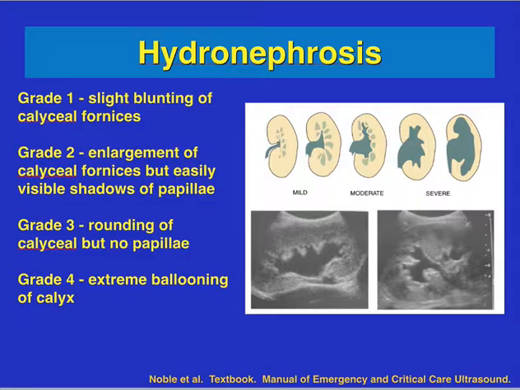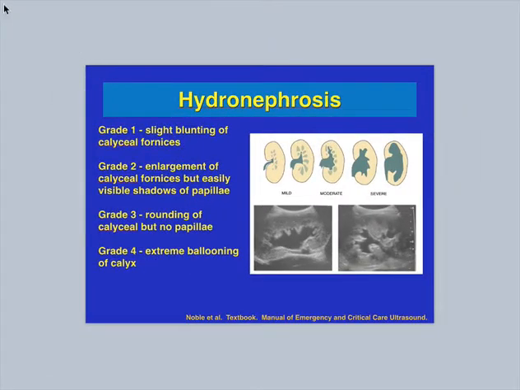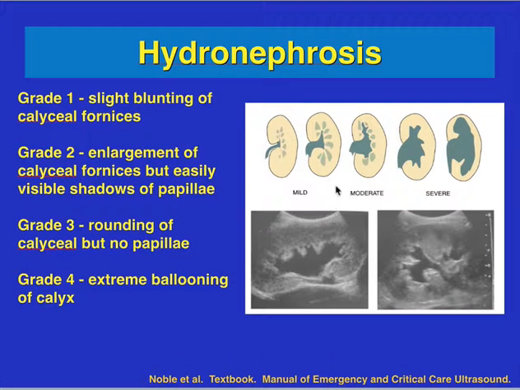Hydronephrosis is actually graded in 4 different grades. Grade 1 is just slight blunting of the calyxes. Grade 2 is enlargement of the calyceal fornices, but with easily visible shadows of papillae. You can see that here. This is the mild. Moderate is grade 3, rounding of the calyx, but no papillae still. And then grade 4 is extreme ballooning of the calyx. And we'll show you some images of that.